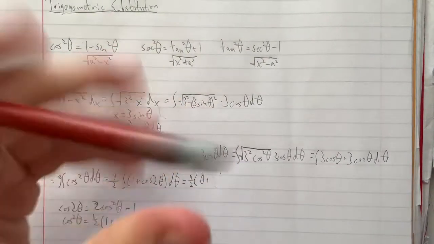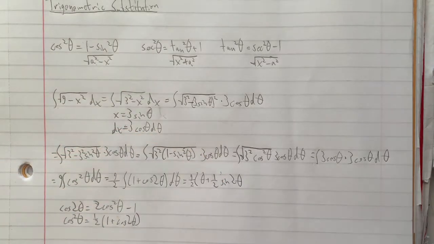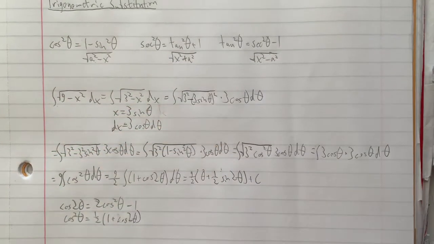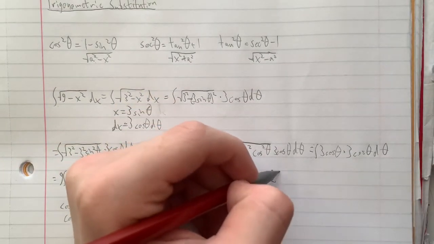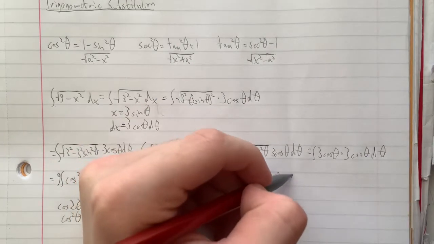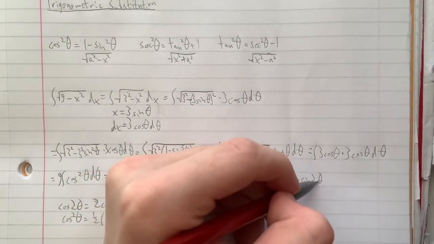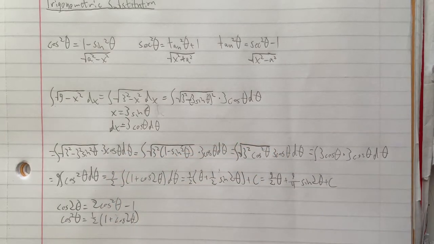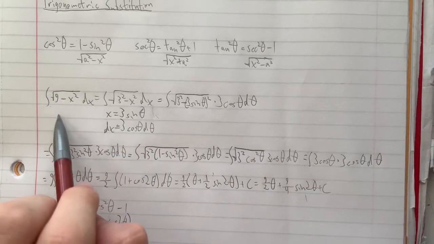1/2 sine of 2 theta plus c. All right, now we can do a little bit of cleaning up here. We get 9/2 theta plus 9/4 sine of 2 theta plus c. And that's our answer, right? Wrong, because this is in terms of theta and our original was in terms of x.